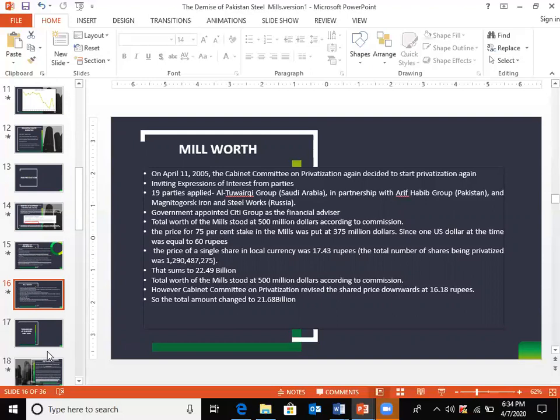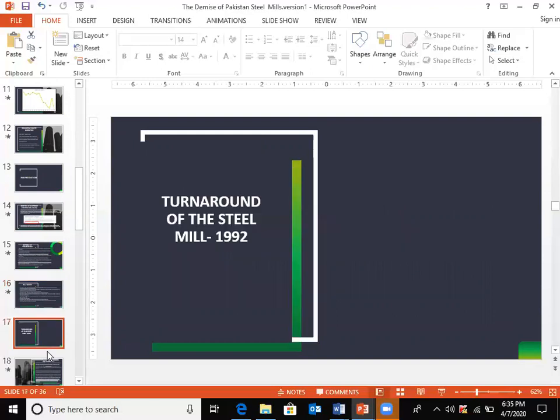Again, for various reasons, it was considered that it was being sold at too cheap a price. And so the privatization process was stopped again. So twice this entity was almost privatized, but then it was stopped from being privatized.